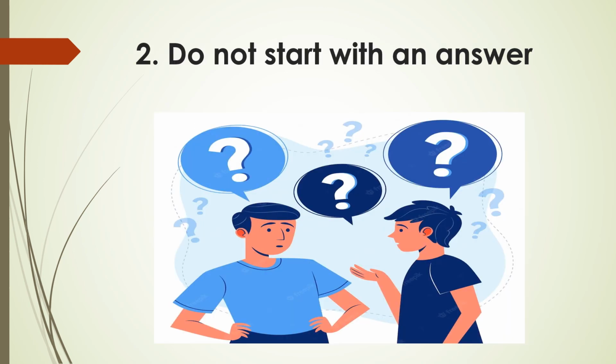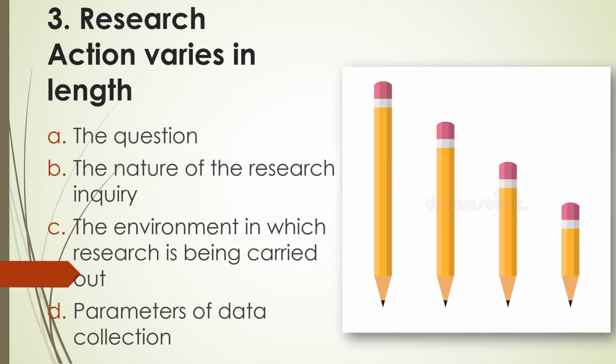Now, moving to the second point. We should not start with an answer. There is no assumption of any hypothetical answer. Because if we already have an answer, then there will be chances of being biased in the conduction of action research. So the third basic is the time limit.